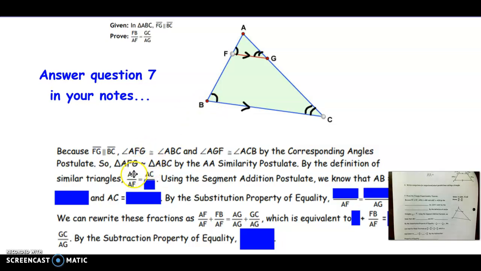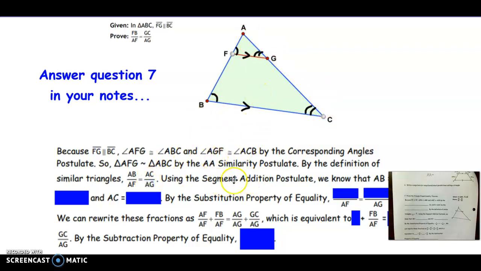Now, this is large triangle side over small triangle side, so the other ratio is set up in the same consistent manner. Large triangle side AC, and now I want to put the small triangle side that corresponds to it. So AC is over here on the right side of the figure. It corresponds to AG, the small triangle side.